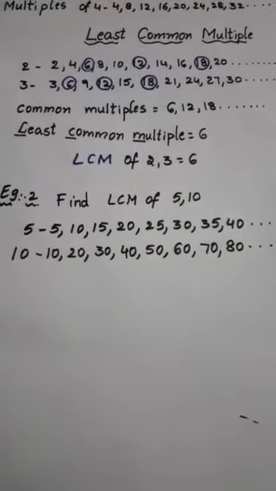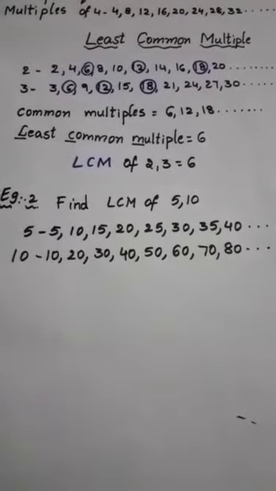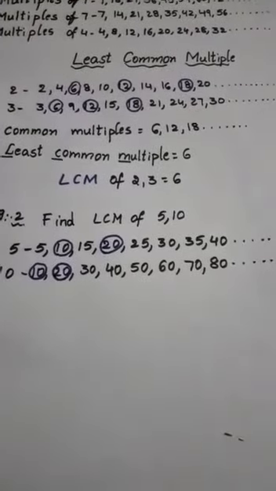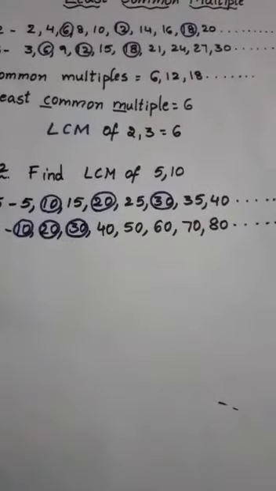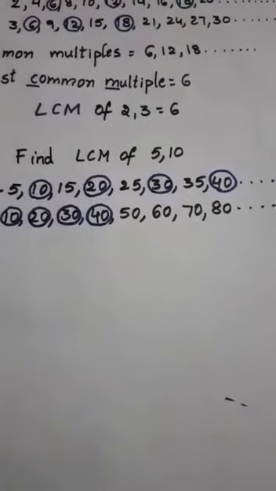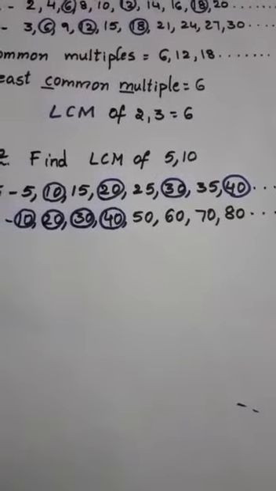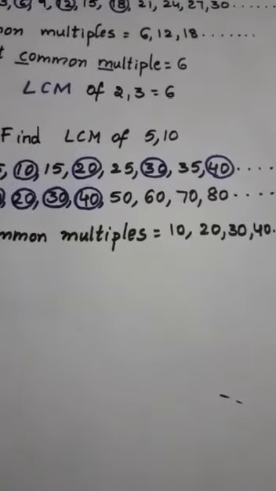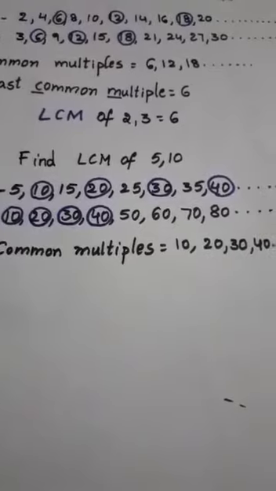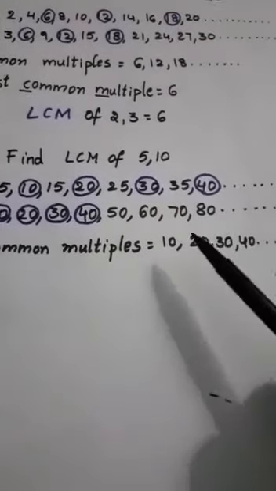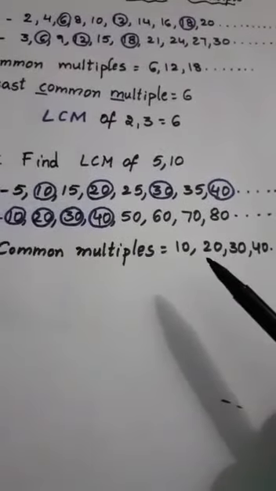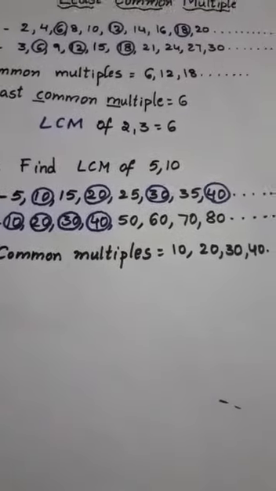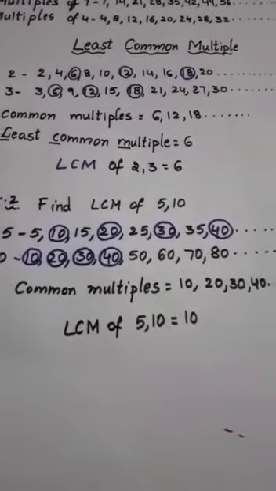Now find the common multiples in these 5 and 10. Circle that common multiples. 10, 20, 30, 40. Still and so on. Now write down common multiples. Common multiples equal to 10, 20, 30, 40. So in this, which is the least multiple? 10. So least common multiple of 5, 10 is equal to 10. Now LCM of 5, 10 is equal to 10.